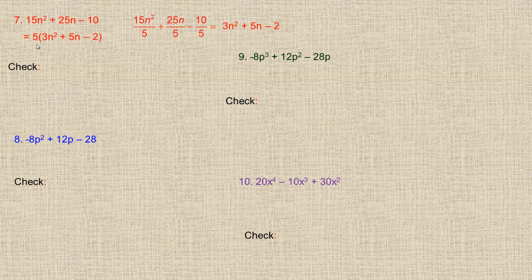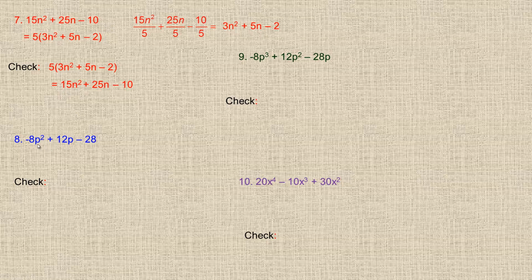And we check by expanding this out. So 5 times 3n squared is 15n squared. 5 times 5n is a plus 25n, and 5 times negative 2 is minus 10. And notice that is exactly the same as what we started with.